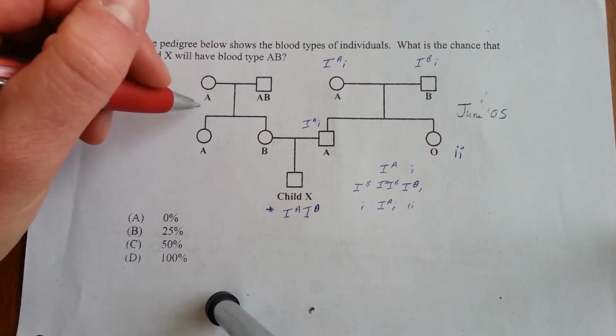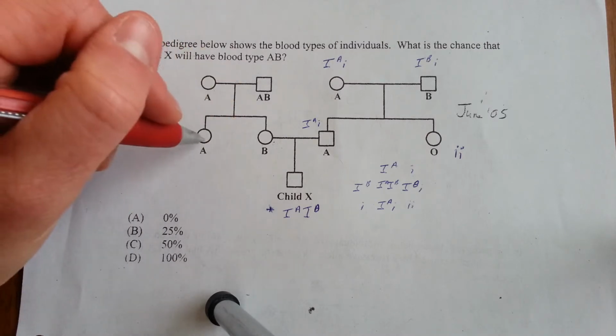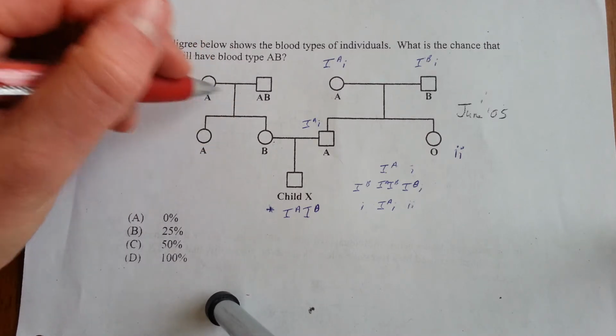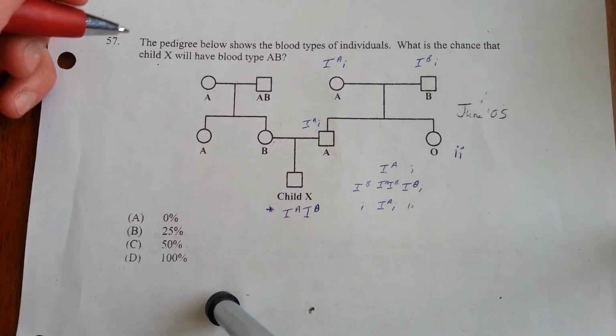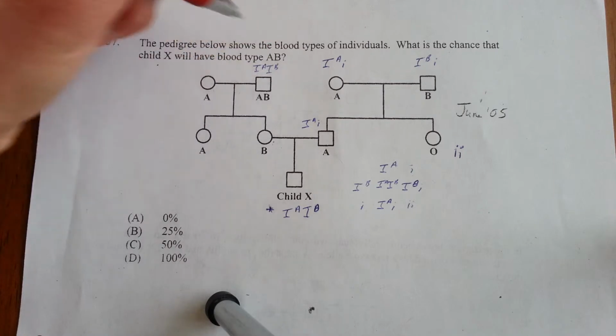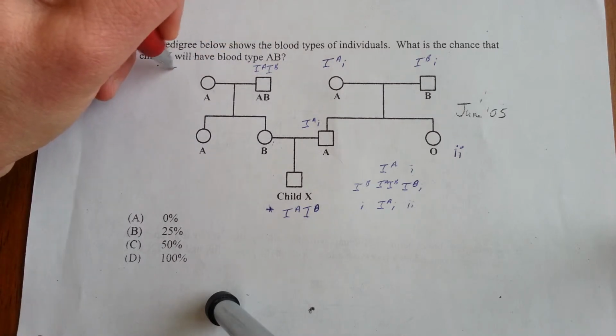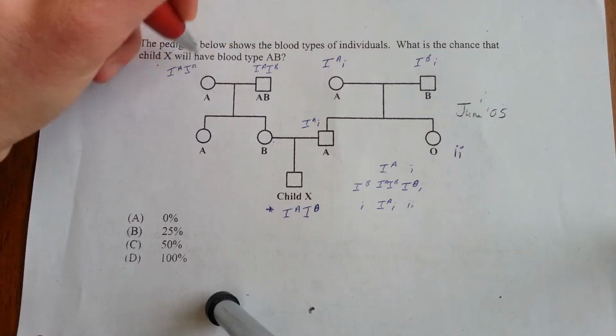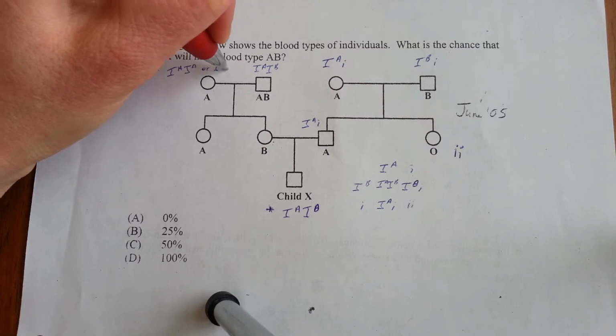So we take a look over this way now, and we have two children. One's type A, one's type B. And we have a mom and dad up here that are AB and type A. So we know that AB is IA, IB. And we know that blood type A is IA IA, or IAi.